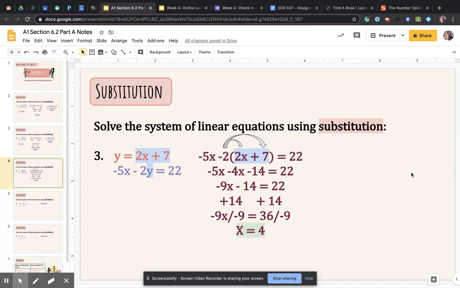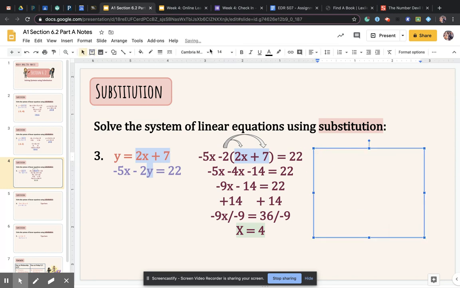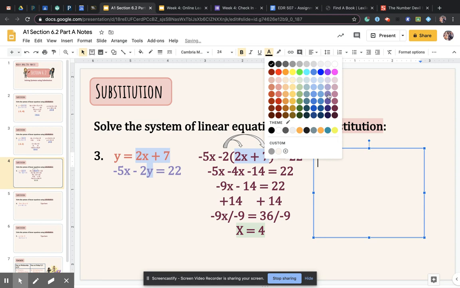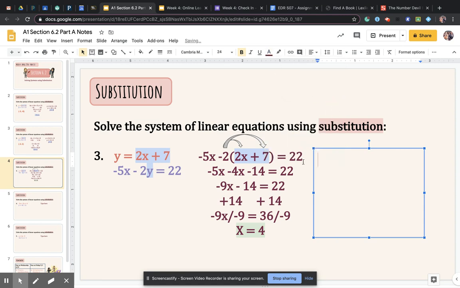Now I want to solve for y. Now I could use either equation to solve for y, but looking at what's given, the first one, y is equal to 2x plus 7, is going to be easier to solve for. The reason is that y is solved for, right? If I plugged it into my purple equation that's in standard form, it's going to take me a little bit more effort to solve for it.